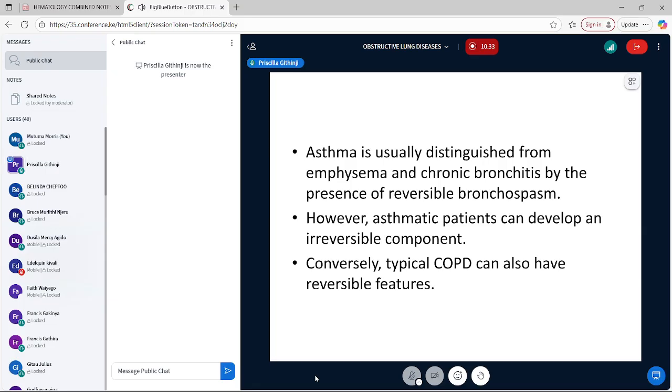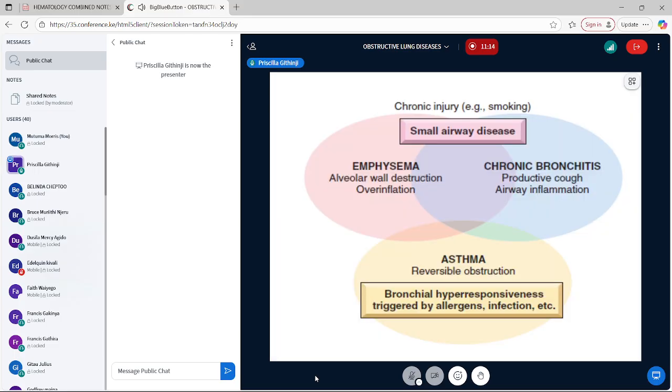The only problem with asthma is that if it is not well controlled, then these asthmatic patients can develop an irreversible component where now their lungs become permanently damaged, and you'll see that. Also, your chronic obstructive pulmonary disease, your chronic bronchitis and emphysema, they can also have reversible features depending on the initial stages of the disease when it is mild. But now, if the initiating event becomes persistent, then most of these become irreversible.